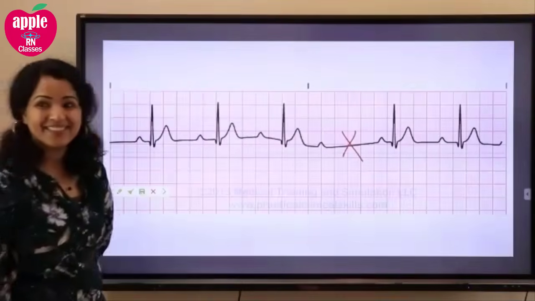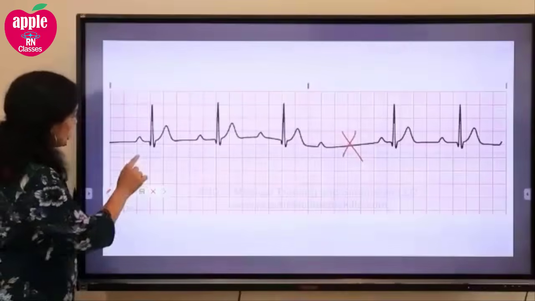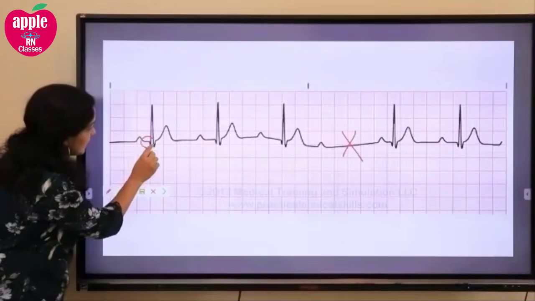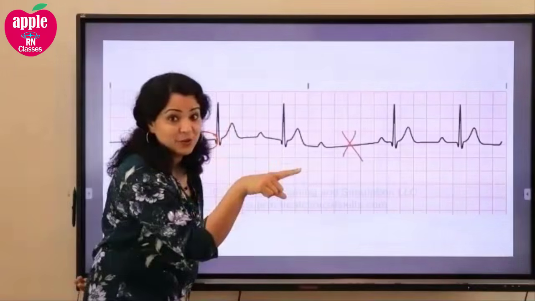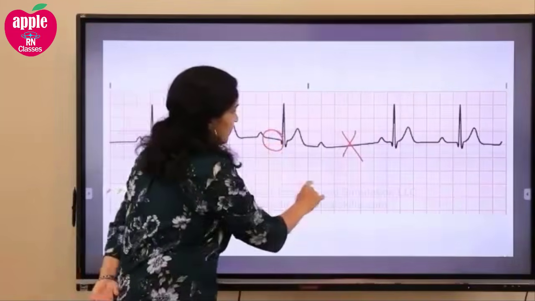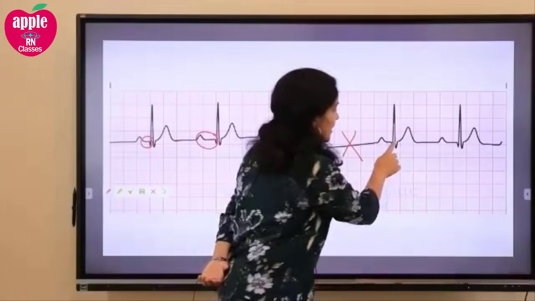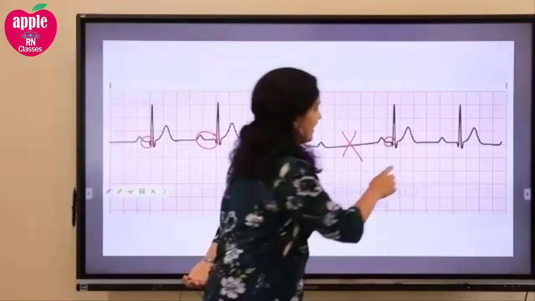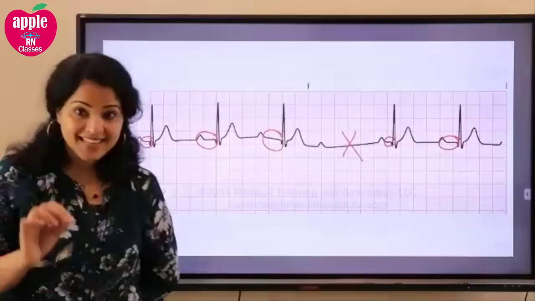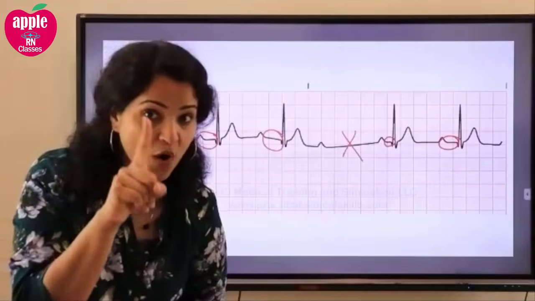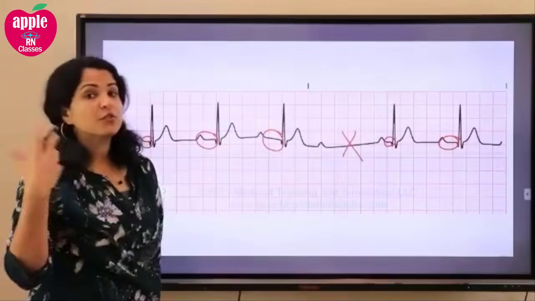Okay, very good, very good. I think most of you guys are getting it. It's type 1 because look at the PR interval here. It's getting a little longer the next time. Getting a little too long the next time. And then the QRS doesn't come. Dropped QRS, right? Then again back to the normal routine. Again going prolonged. So this is going to be the second degree type 1. If the PR interval was the same, then it was going to be type 2.